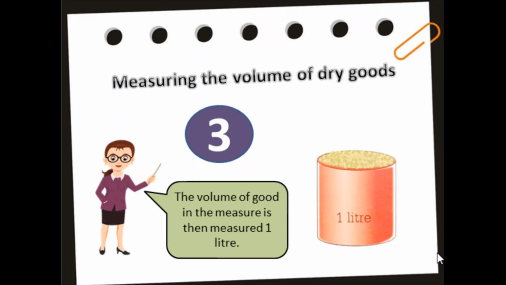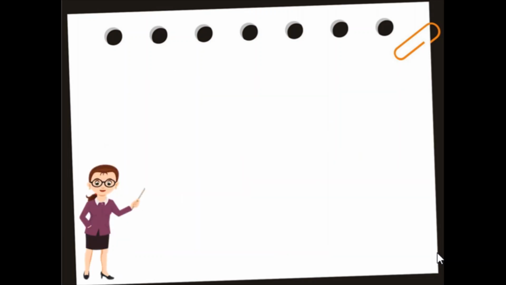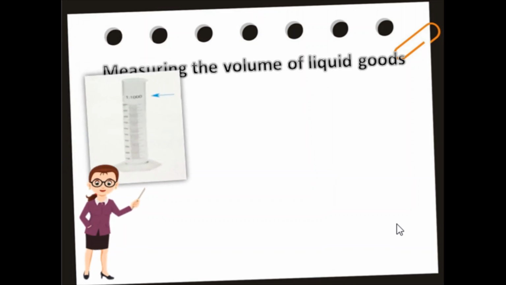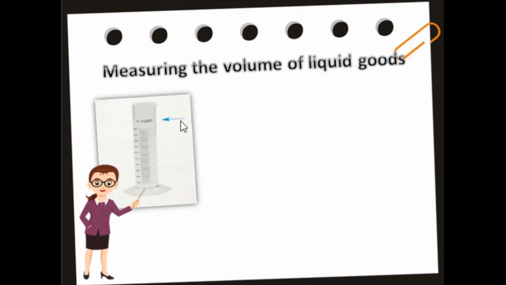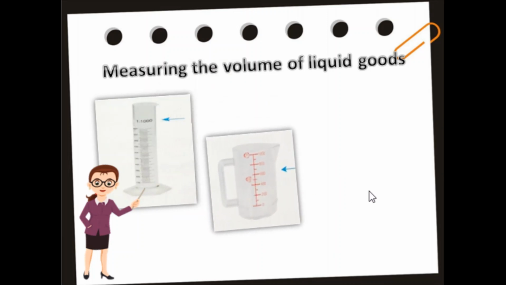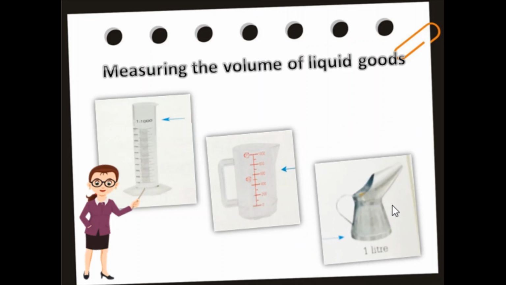Measuring the volume of liquid goods is totally different from dry goods. Have you observed that measuring tools for liquid goods have marks? Right? You take a look at this graduated cylinder. Follow the arrow. It's around 1,000. The liter and the oil measuring spout, all of them have marks.